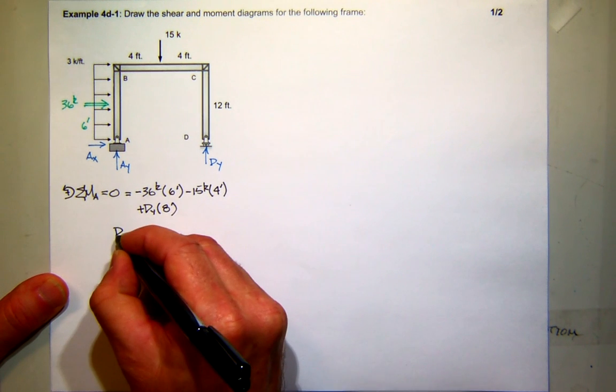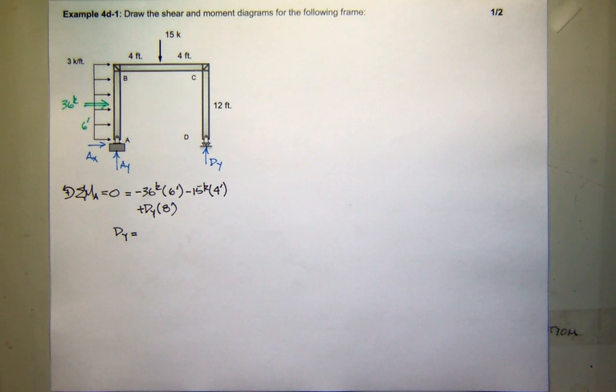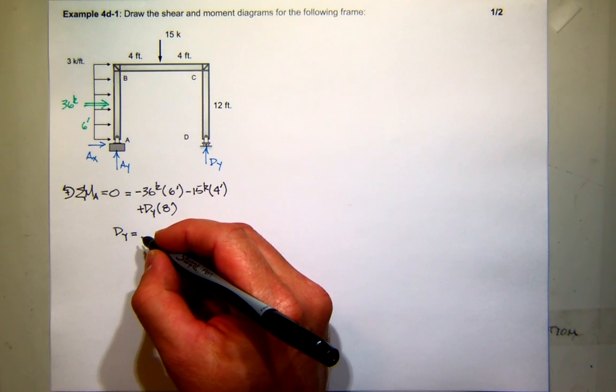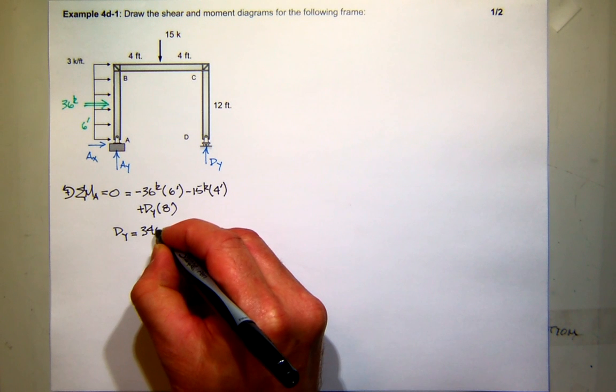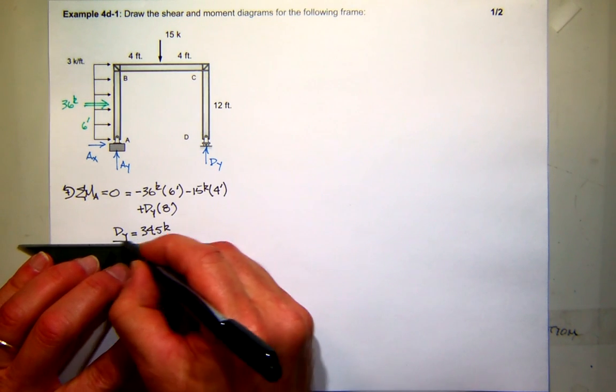So what is DY? I'm going to need some help with that. That'll be positive 34.5. 34.5. Anybody else get 34.5? 34.5. Yep. If you were to do this problem or a similar one, you can always start from your moment about the left side.